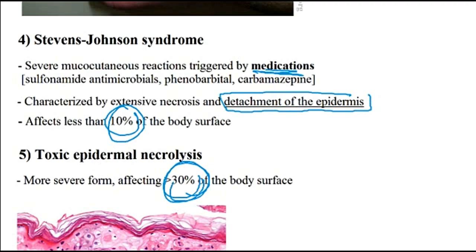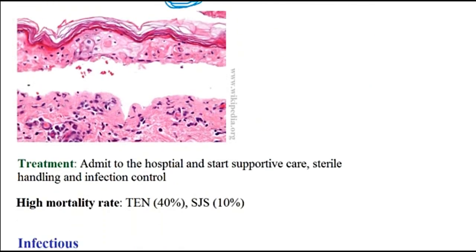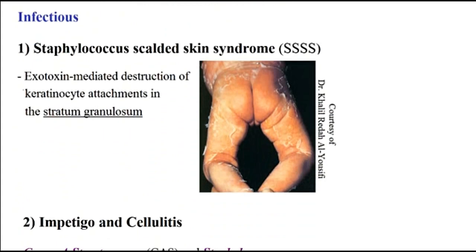And these conditions are actually very dangerous, and you should consider admitting these patients to the hospital for supportive treatment, as well as infection control and sterile handling. The mortality rate in toxic epidermal necrolysis is as high as 40%, while in Stevens-Johnson syndrome it's as high as 10%. Next, we have the infectious disorders.